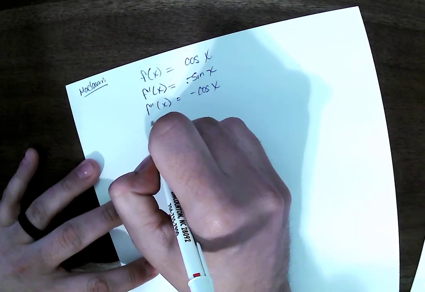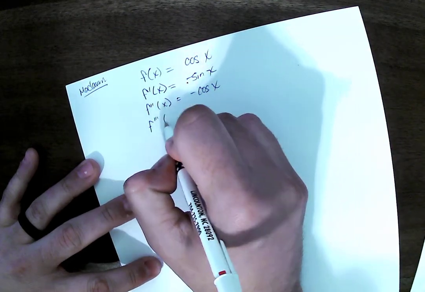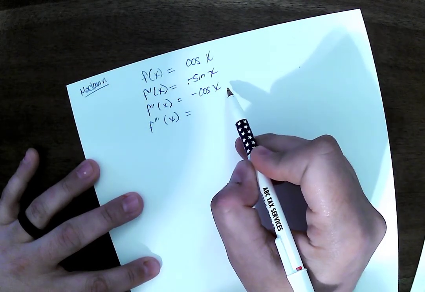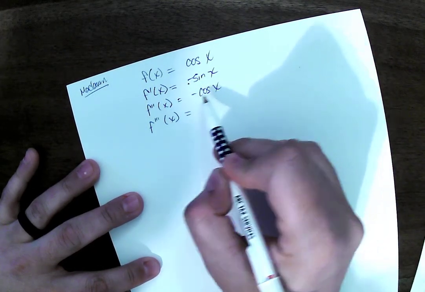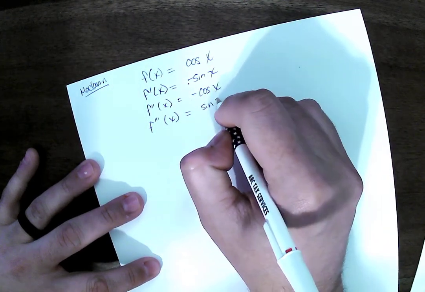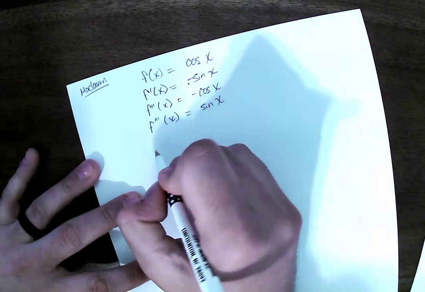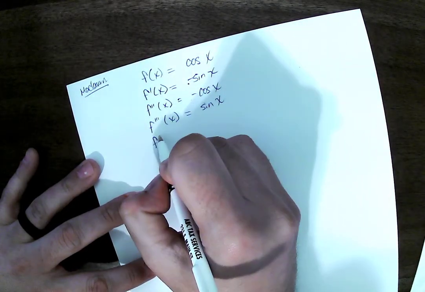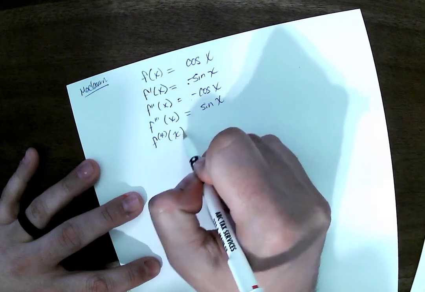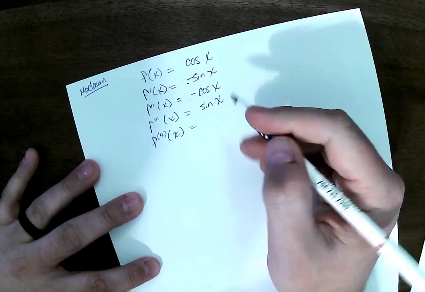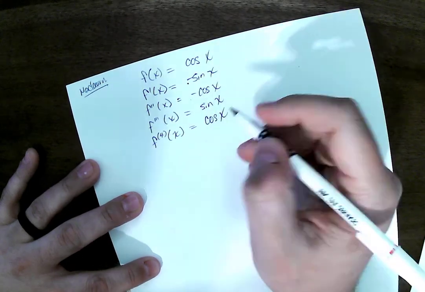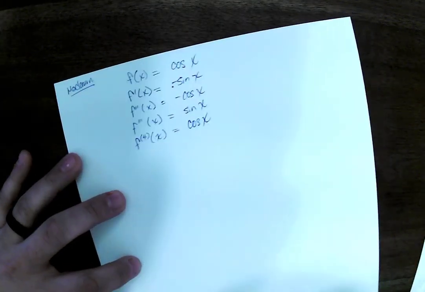Let's do the third derivative. The derivative of negative cosine of x is negative sine of x, but I have a negative negative, so that then becomes positive sine of x. And let's just do one more for good measure. Again, we're going to write this as the fourth derivative of x. The derivative of sine is cosine of x. So this is what we have here so far.